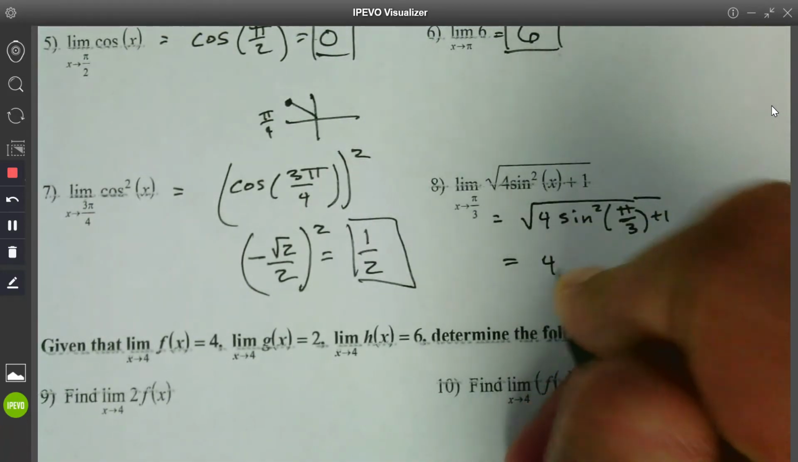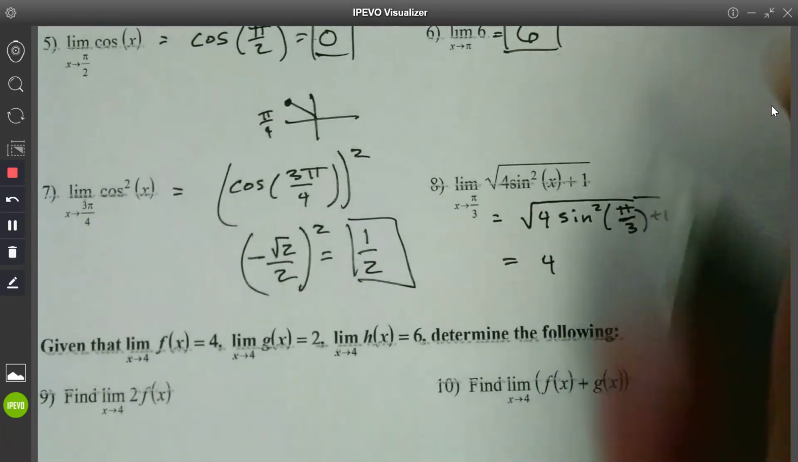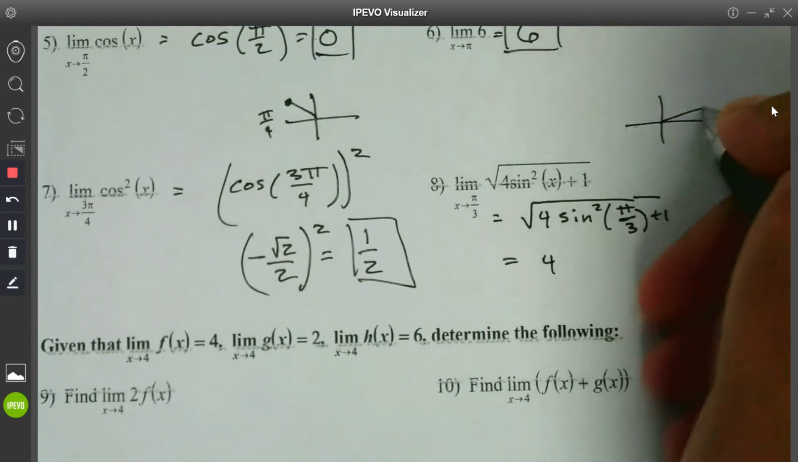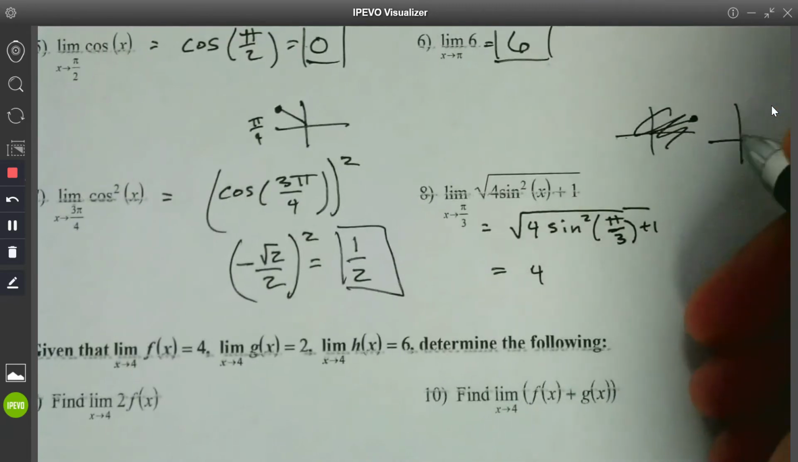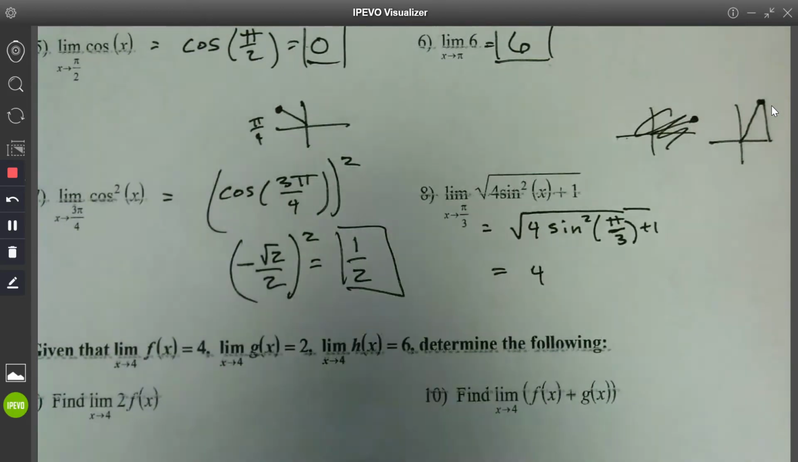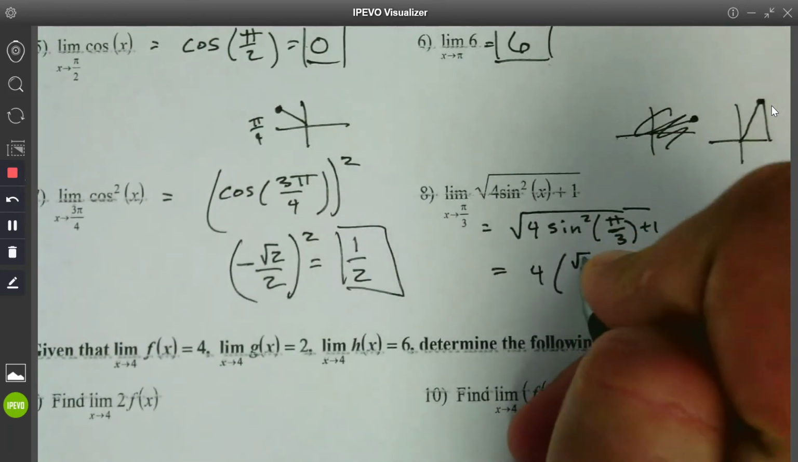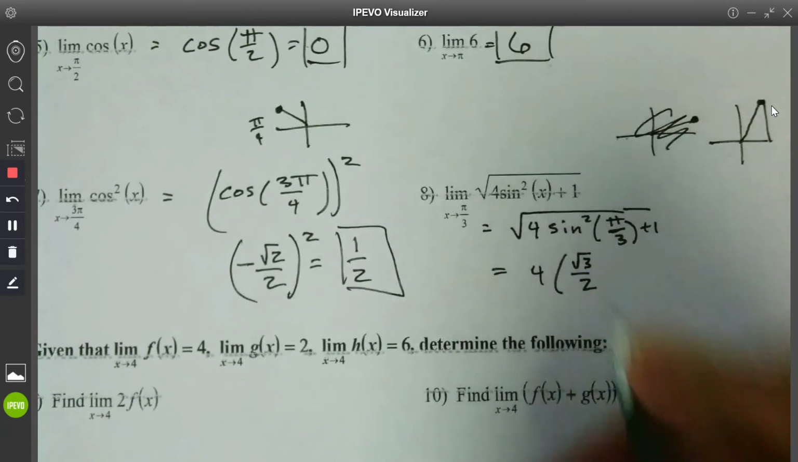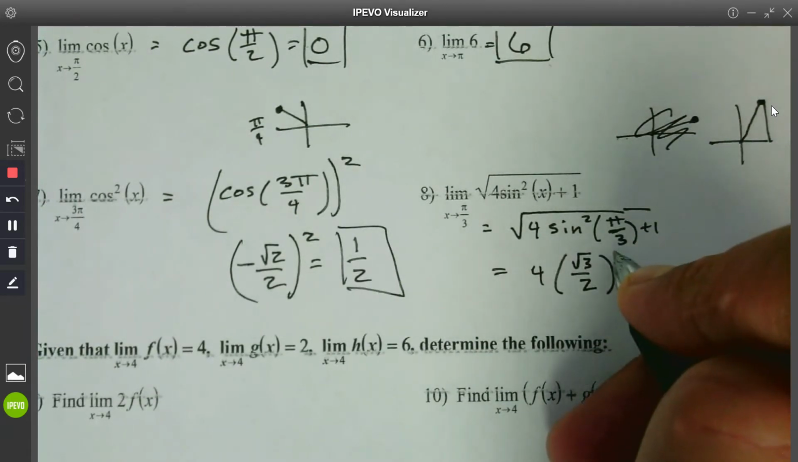So we get 4 times sine of pi over 3, squared, plus 1. Again, go back to the unit circle. Pi over 3 is the same as 60 degrees. So think about your 30, 60, 90 triangle. Sine is going to be the y-coordinate of that. It's going to be pretty high. That's got a value of the square root of 3 over 2. You take the sine of pi over 3. And then we are going to square that.